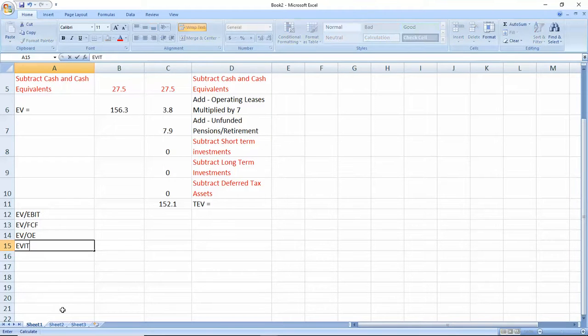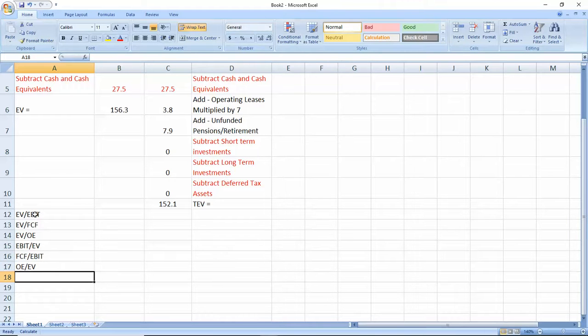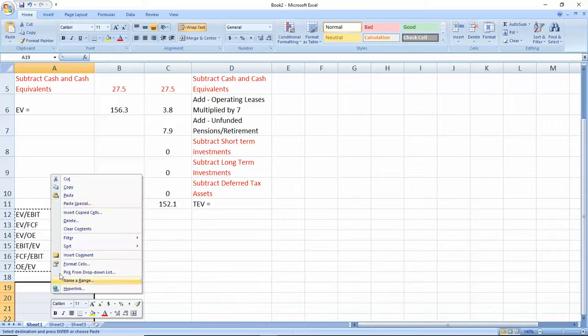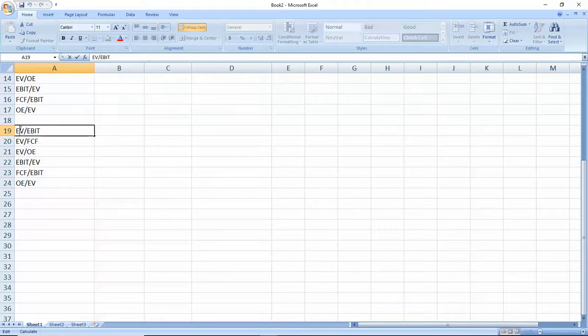And then EBIT to EV, FCF, EV, EBIT, and then same thing down here. So you got to add the T at the beginning. Paste. T, T, T. Got really confused on this one.